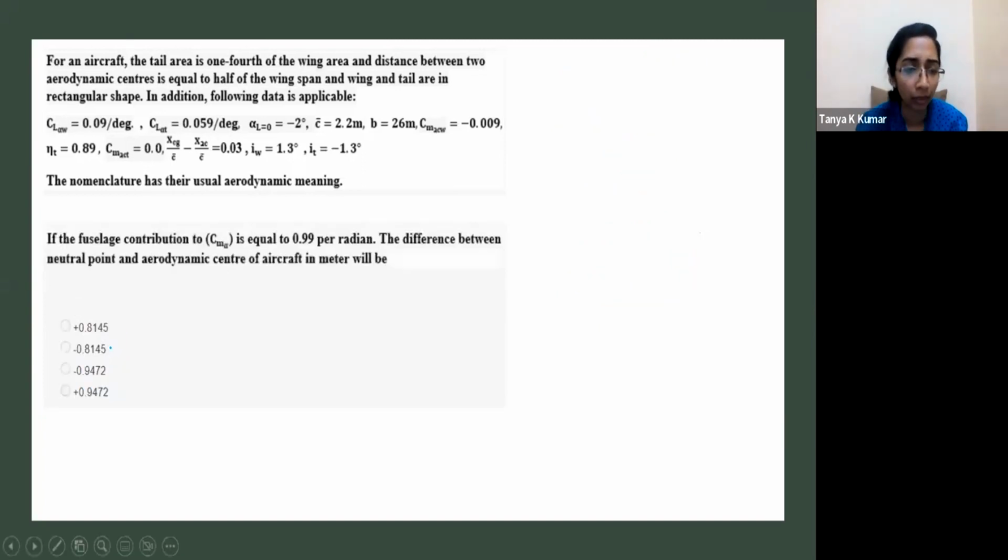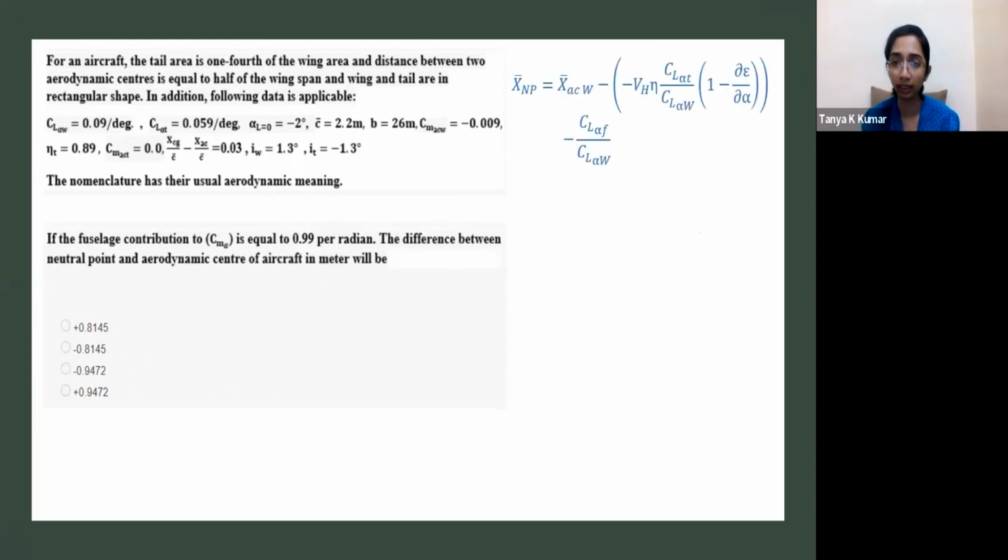Next question. If the fuselage contribution to Cm alpha is equal to 0.99 per radian, the difference between neutral point and aerodynamic center of the aircraft in meter will be. So now we know this formula. So we know the difference between x neutral point and x AC of the wing. This was written by Sir in one of the lectures. And we know the contribution of tail. So this is the contribution of tail towards this equation. In similar terms, we can add the contribution of fuselage towards this equation. Okay. So now again, x bar np would be 20 minus x bar s.